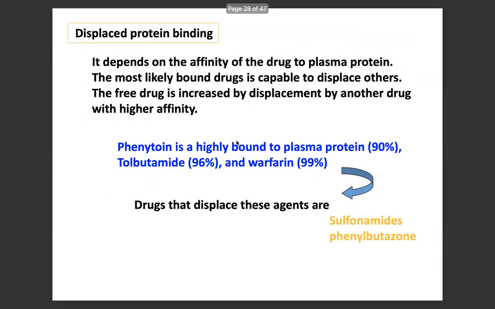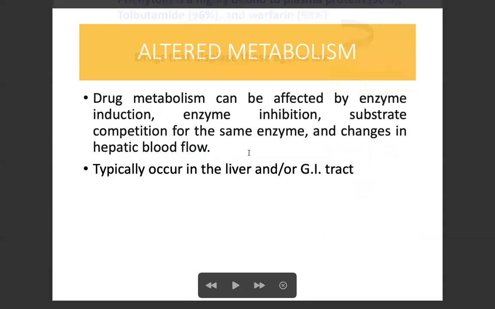So displaced protein binding. So depending on the affinity of the drug to plasma protein, the most likely bound drugs is capable to displace others. So competitive siya, inhibition. The free drug is increased by displacement by another drug with higher affinity. So phenytoin is a highly bound drug to plasma protein, tolbutamide too around 96% and warfarin 99%. These may displace agents such as sulfonamides and phenylbutazone.